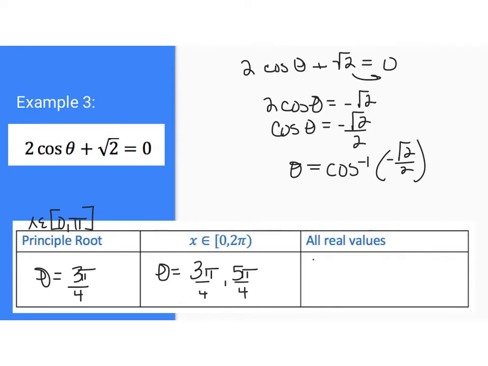If I want to change that domain to all real values, I have the first answer plus 2 pi k, and then the second answer plus 2 pi k.